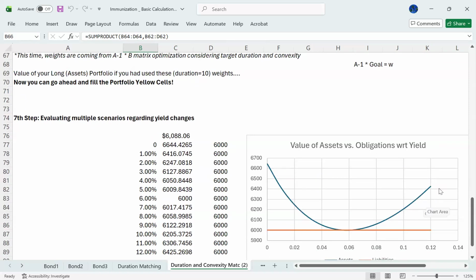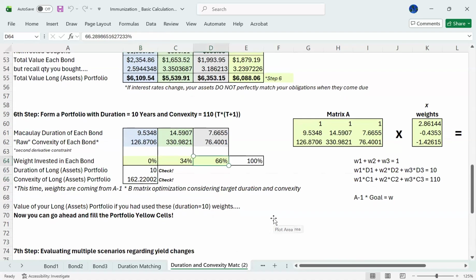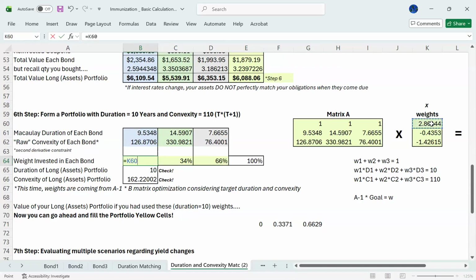Okay, and then we end up with this graph again. That illustrates really nicely. We were having some regions in the previous run. Let me just keep these weights to illustrate this. This is a very good thing. So these are the solutions from Solver. We paste it here. Then these are the solutions we get from the matrix optimization where convexity equals 110. When convexity equals 110, duration is 10, convexity is 110.